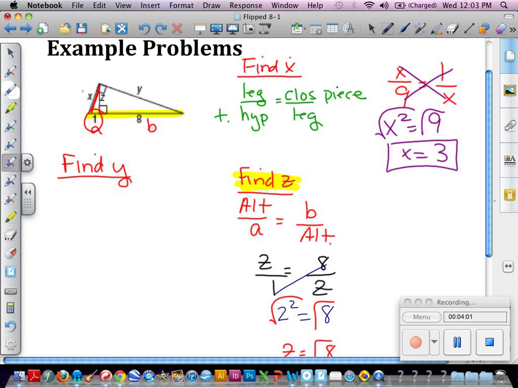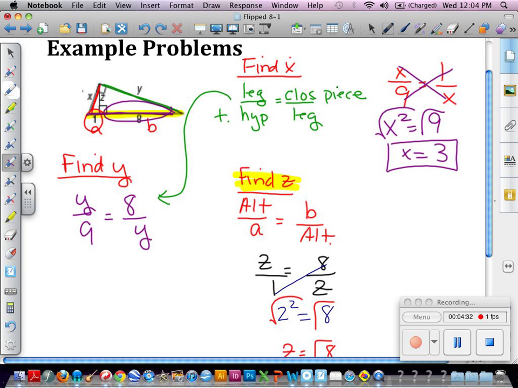All right, we're looking for y now. Y is also a leg. I'm not going to rewrite the formula. I'm going to use my leg geometric mean relationship. So my leg is y, so I'm going to write y across from each other. Now, the hypotenuse is 9. And then the closest piece of that hypotenuse would be 8.